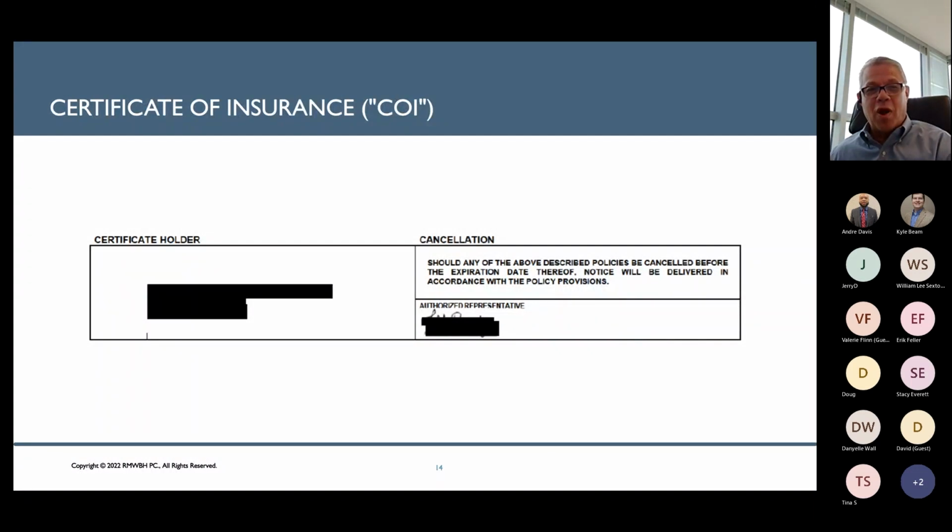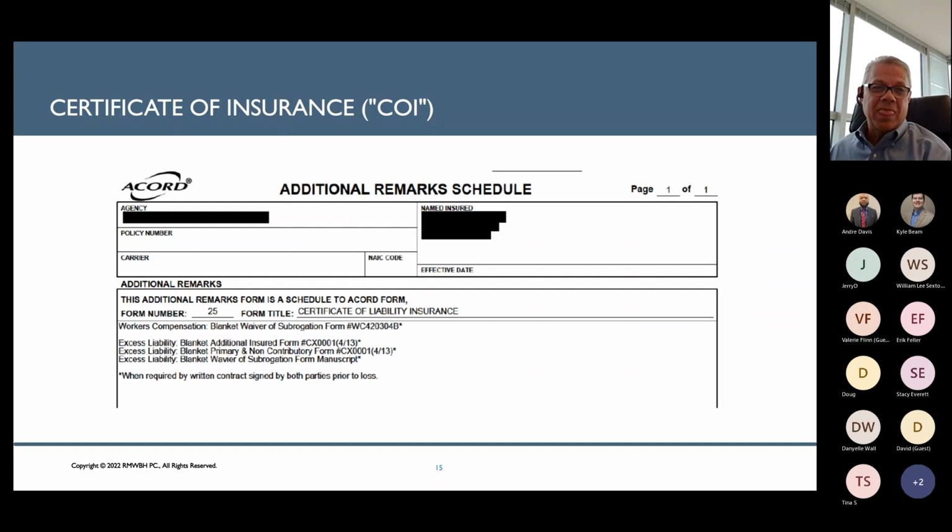So that's a little primer on the certificates of insurance. Again, I hope it wasn't too much. And just the last comment I want to make on this last page is, if you look at the very bottom of this document, it says, when required by written contract signed by both parties prior to loss.